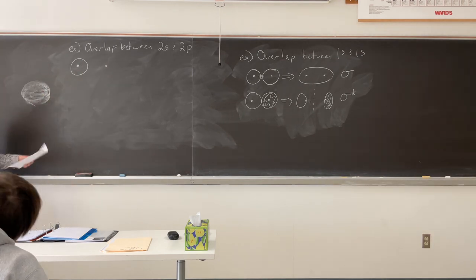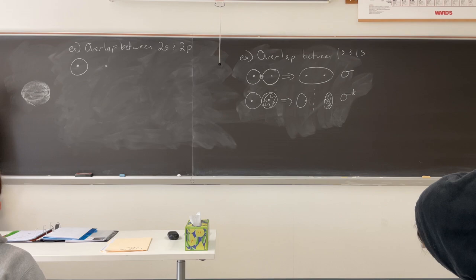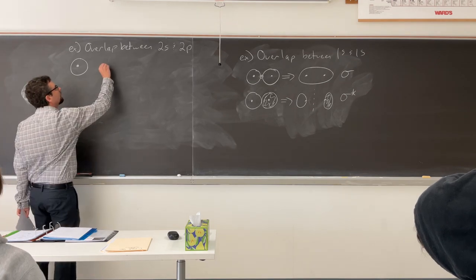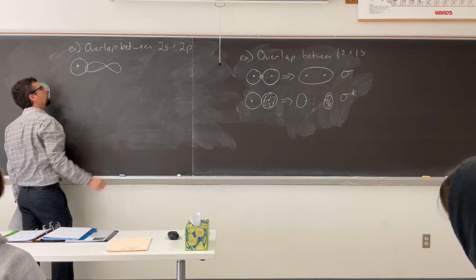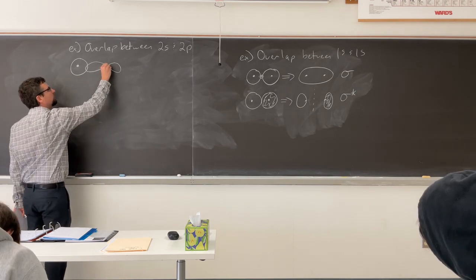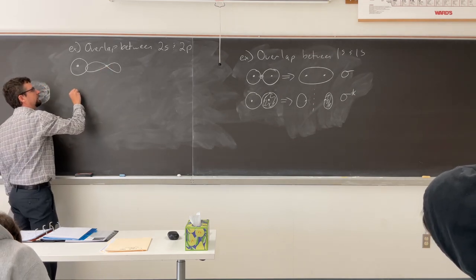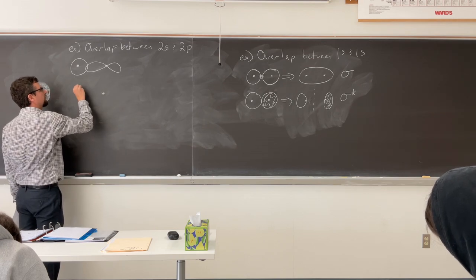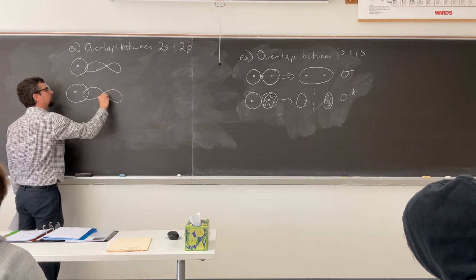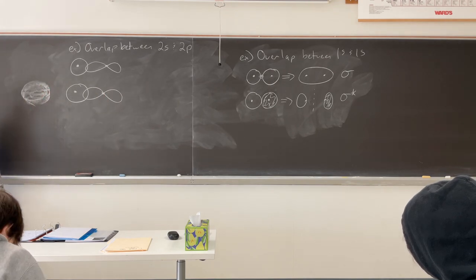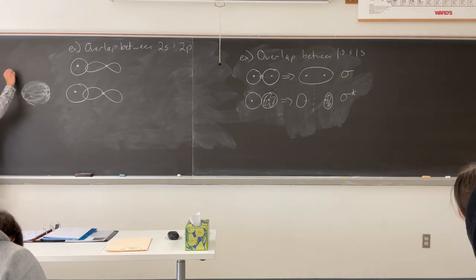S orbitals are spherical. What do p orbitals look like? Okay. So we have two possibilities here. What's something I'm neglecting on that p orbital? Which one it is, right?